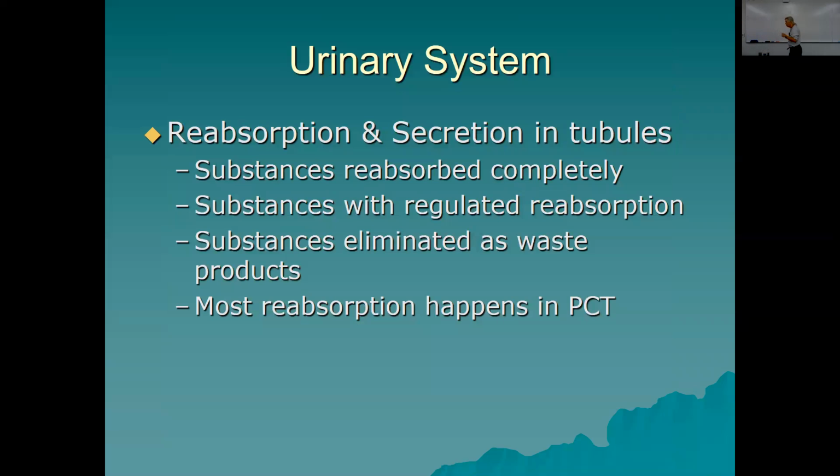So, reabsorption and secretion in tubules. Substances reabsorbed completely, and one of those is glucose. Glucose is 100% absorbed in the proximal convoluted tubule. So by the time the filtrate gets to the loop of Henle, there is no glucose, in a normal person. I'm not talking about diabetics, a normal person.